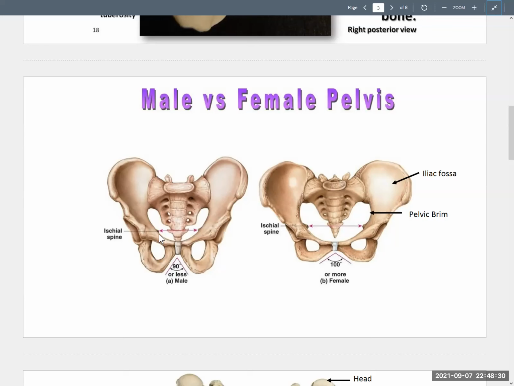Here's the ischial spines that I just mentioned. In the female, the ischial spine size is important because it and this structure, the sacral promontory that we talked about a week ago, penetrate into the pelvis and can make it difficult for an infant or newborn's head to get through.